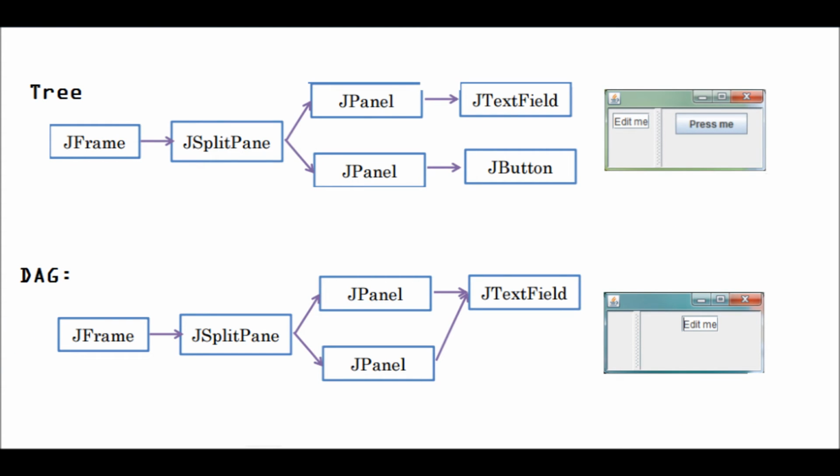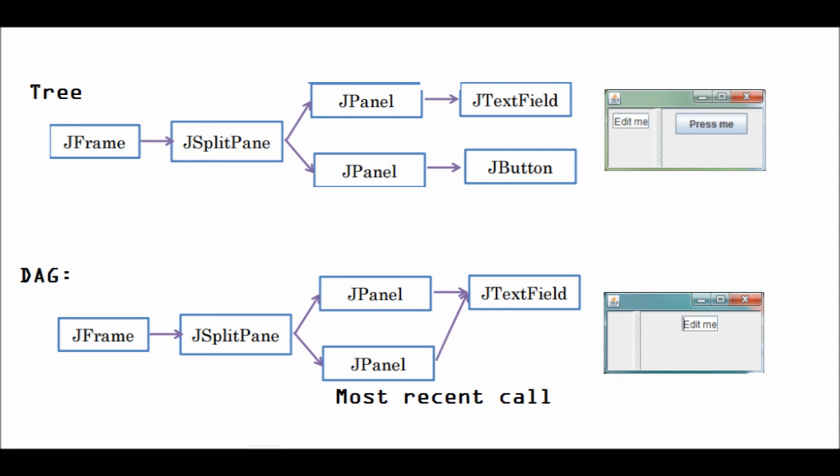Here we have a tree up there with a text field and a button. And then down there we have a DAG in which both panels point to the same text field. So if you look at the DAG on the bottom, you see that compared to the top, the text field is in the other panel. It's moved from the left panel to the right panel.